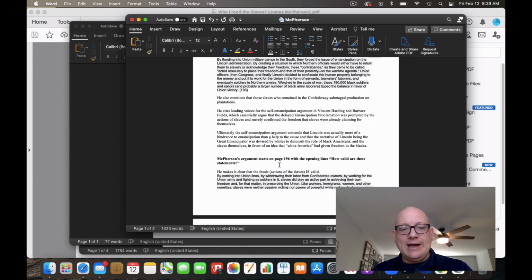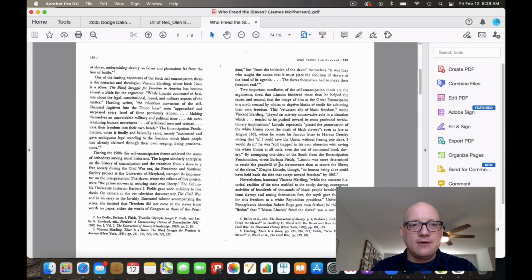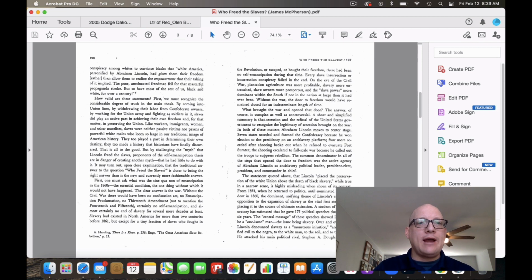On page 196, so let's go there. Okay, he's talking all about the self-emancipation thesis. And then on 196, we get to a paragraph that starts with a question. Okay, anytime you find an author, especially a historian, who poses a question, key in on it. Because this is something they're pointing your attention to. Okay, they want you to notice what they're about to say now. They're asking a question that they think needs to be answered.